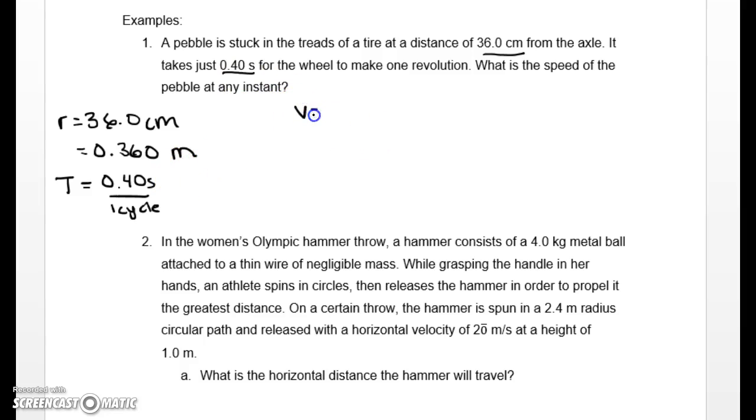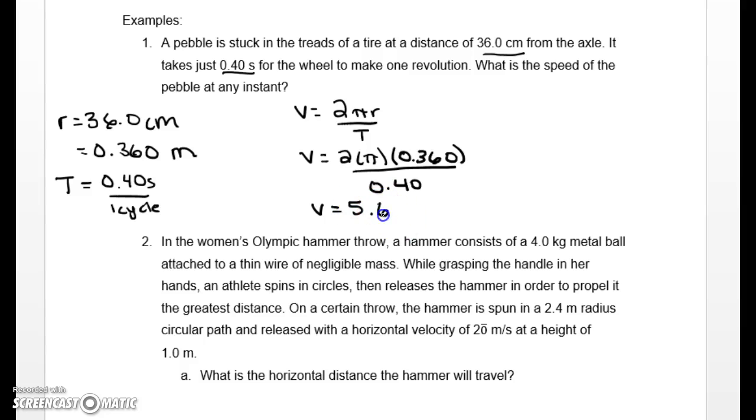So now we can go ahead and plug this into our speed equation, which is 2 pi r divided by your period. So we have 2 times pi times your radius, which is 0.360, divided by your period, which we know is 0.40. So go ahead and plug that into your calculator, and we should get a value of 5.6549.